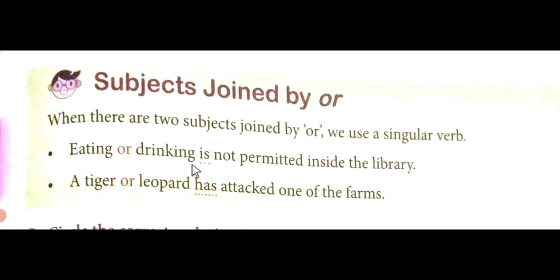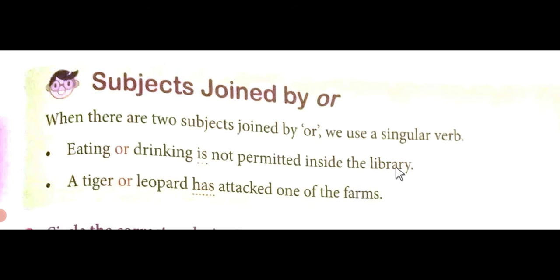Eating or drinking is not permitted inside the library. Here there are two subjects joined by "or", so we have used the singular verb "is". A tiger or leopard has attacked one of the farms. Here a tiger and a leopard are joined by "or", so we have used the singular form of the verb, "has attacked" one of the farms.